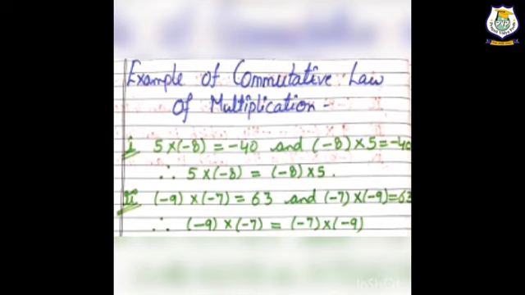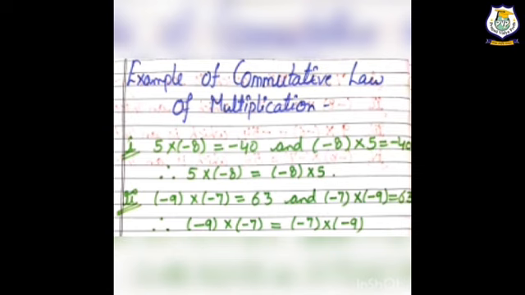The second example, we will take minus 9 and minus 7. So minus 9 into minus 7 is equal to 63. If we reverse the order, minus 7 into minus 9 is equal to 63. That is, minus 9 into minus 7 equals minus 7 into minus 9.